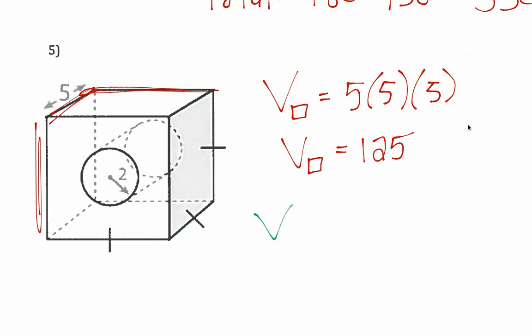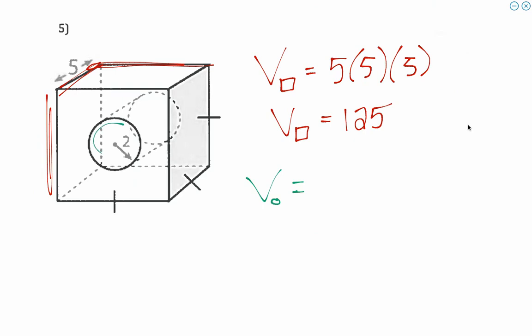And then the volume of the cylinder is going to be the area of that circle, which is pi r squared, times the length of that cylinder, which is 5, because it goes from front to back. And that's going to be about 63.